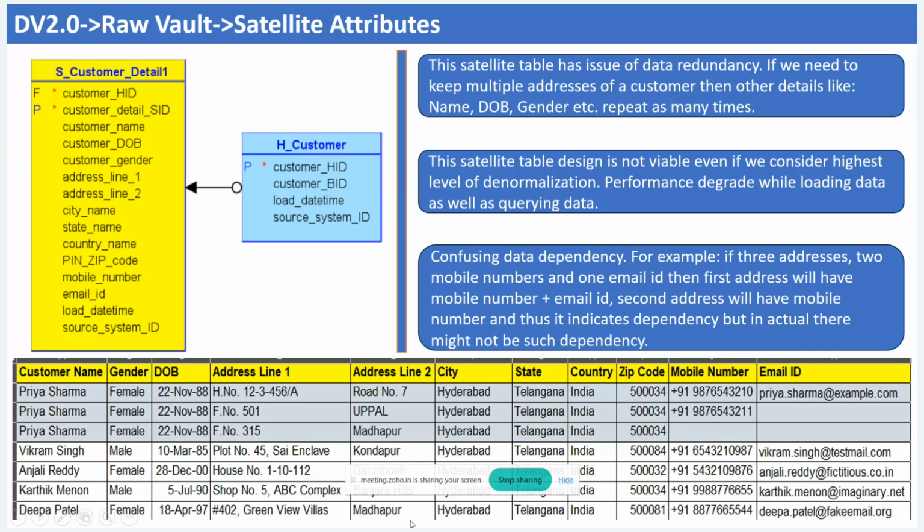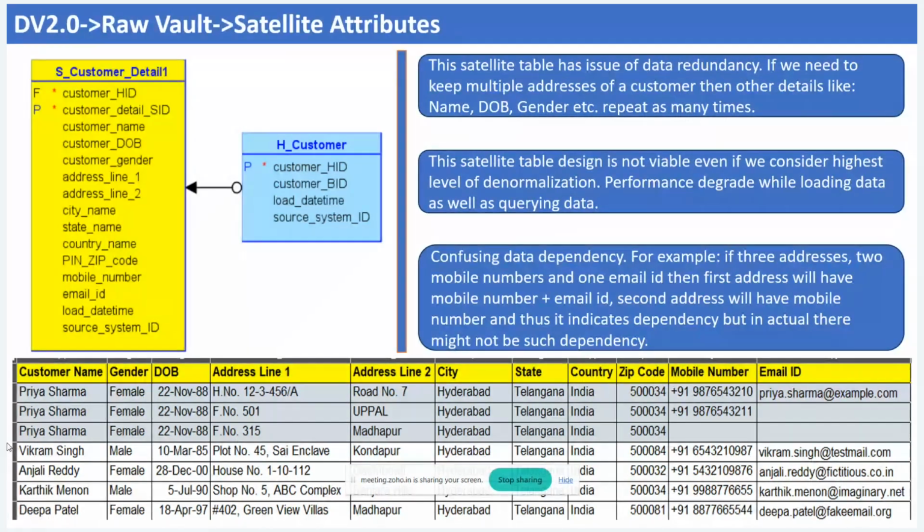You can see I've taken some sample data at the bottom. Customer name Priya Sharma appears 3 times, gender is repeating 3 times, date of birth is the same, and there are 3 address lines because 3 addresses are there. Address line 2, city, state, country, and zip code might be different, but other details like gender and date of birth are repeating. Here I was talking about the mobile number and email ID. You can see these 2 mobile numbers are with the first 2 addresses, which shows that this mobile number is related to this address, which is not proper or correct. And you can see this email ID is related with the first mobile number and with the address.